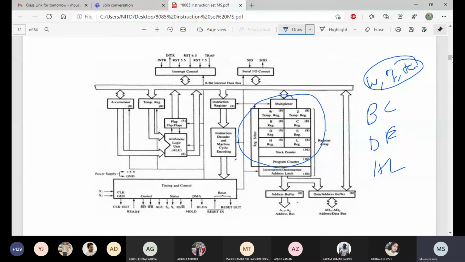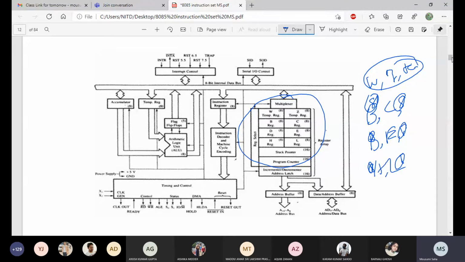Now, how many registers are there which you can access with the help of instructions? That is B, C, D, E, H, L. These are all 8-bit registers. So that's why it is called the 8-bit microprocessor.